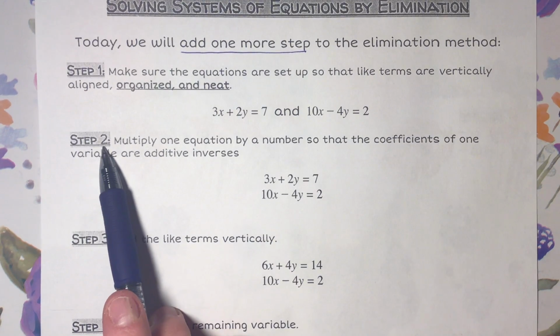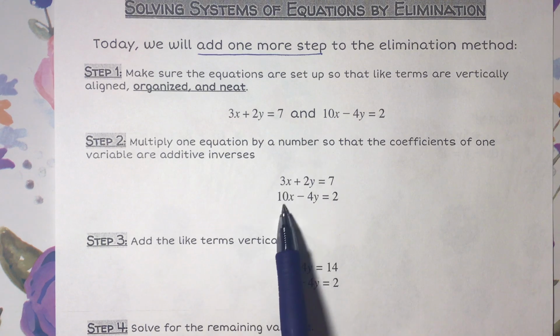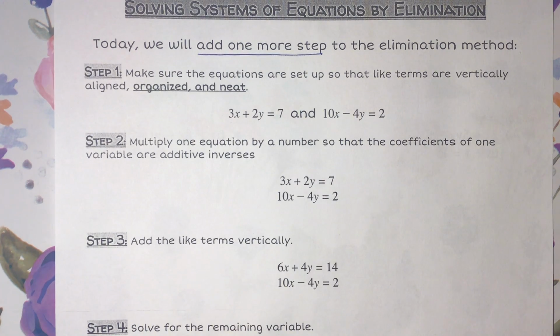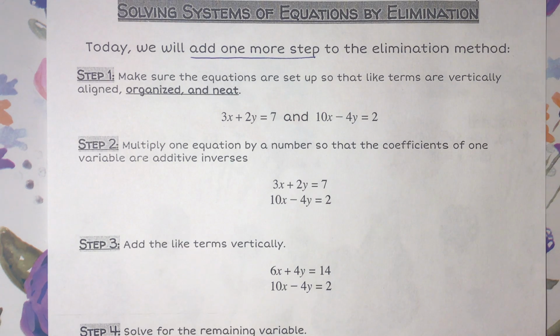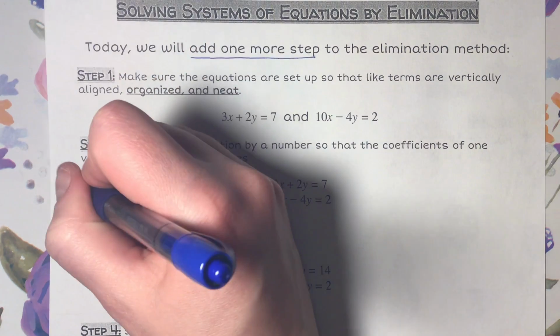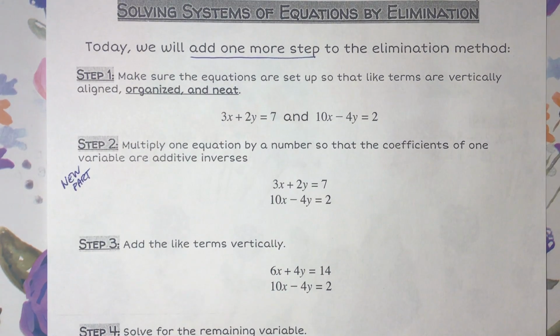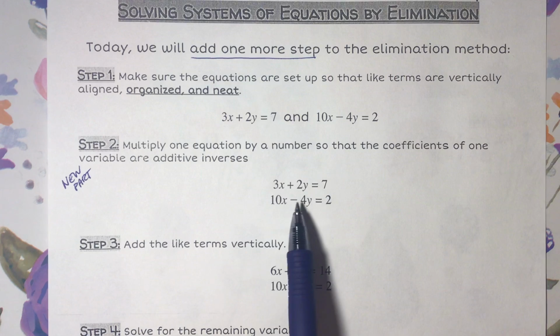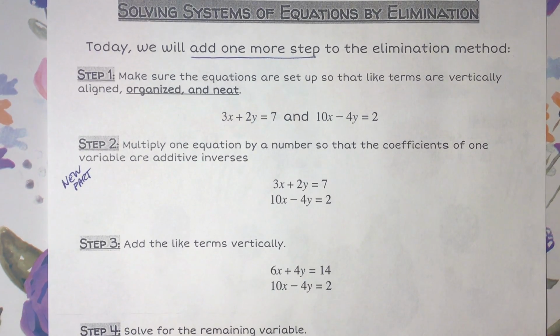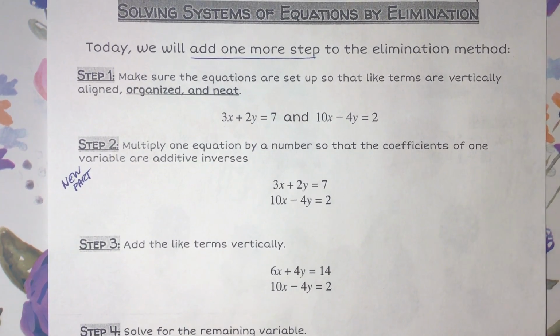So now we're in step 2. Now notice here, neither of my variables match up with coefficients. So I'm going to have to do something. This is the new step. This right here is the new part. Multiply one equation by a number so that the coefficients of one variable are additive inverses. In other words, you are trying to figure out a way, how can I make one of these variables cancel out? Because they're not already matching in amount.